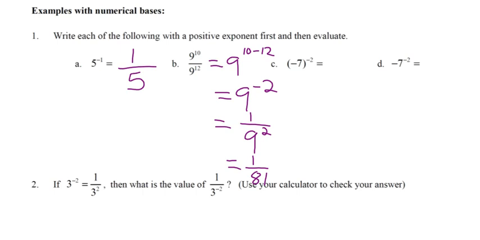Okay, 1 over 81. I'm going to show you another way to do this. Okay, another way. Like an easier way. It'll get us to 1 over 9 squared in one step. Okay, here's how it works.